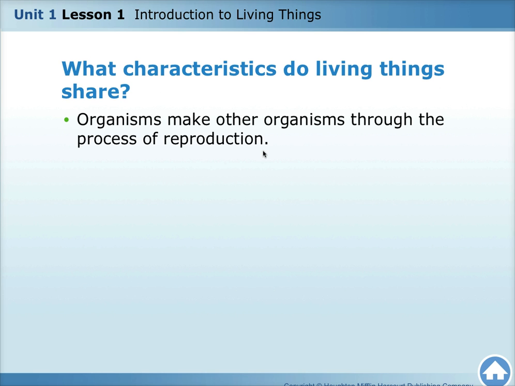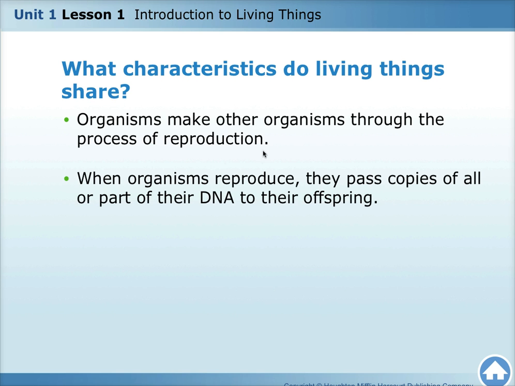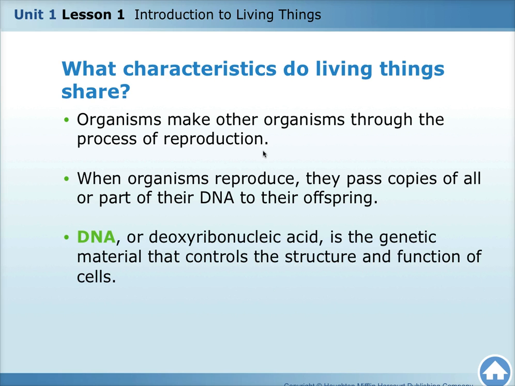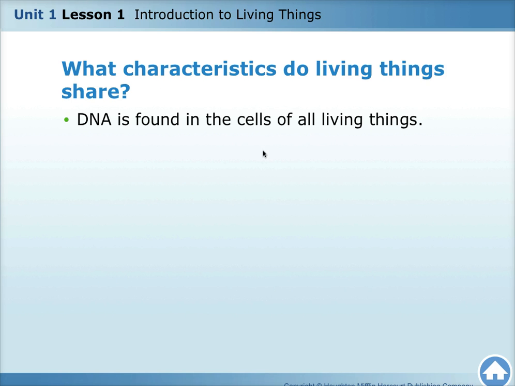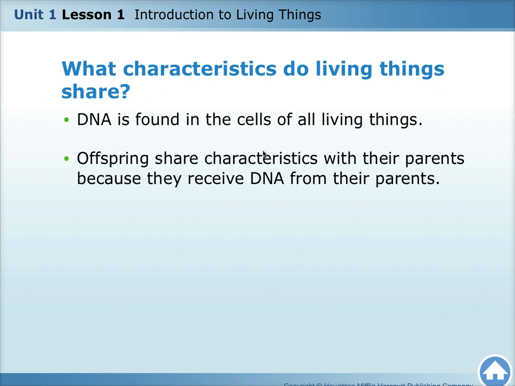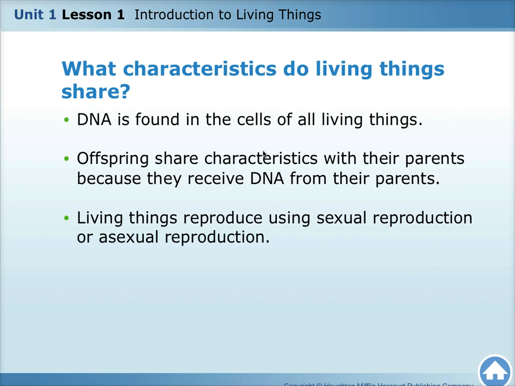Organisms make other organisms through the process of reproduction. When organisms reproduce, they pass copies of all or part of their DNA to their offspring. DNA, or short for deoxyribonucleic acid, is the genetic material that controls the structure and function of cells. DNA is found in the cells of all living things. Offspring share characteristics with their parents because they receive DNA from their parents.